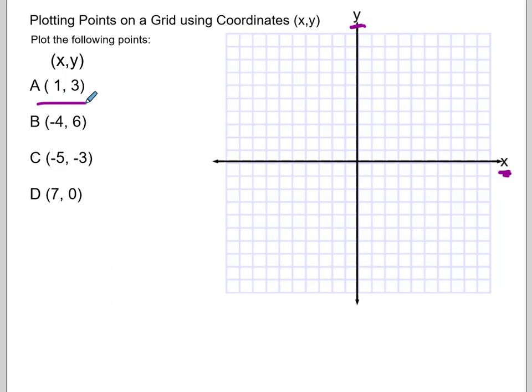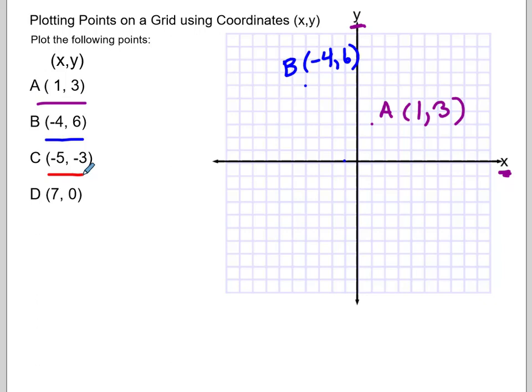So if we were to plot A, okay, that's the name of that location, it's at 1, 3. I'm going to say all of these blocks are worth one value. So if I go to the right 1 and up 3, that is the location of A. Okay, change colors. B is at -4, +6. So that's left 4, 1, 2, 3, 4, up 6, 1, 2, 3, 4, 5, 6, and that would be B, -4, 6.